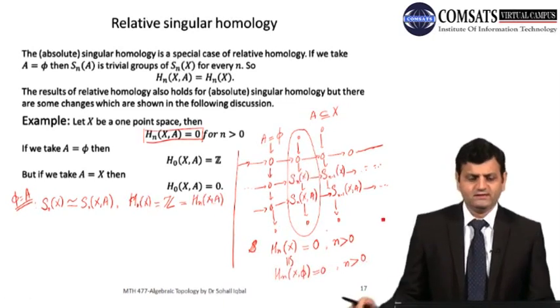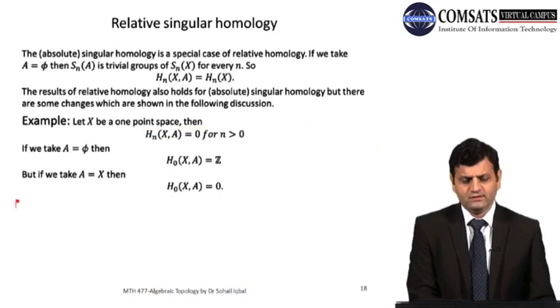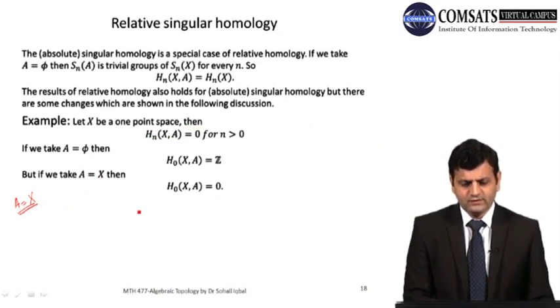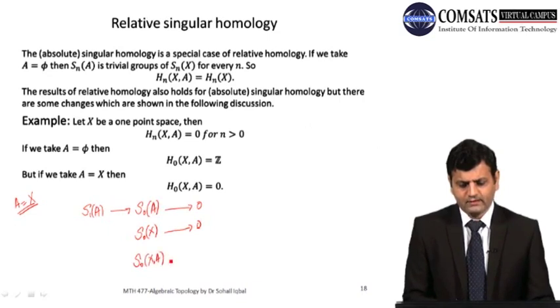when A is equal to phi. Now let's consider the case when A is equal to 1 point and equal to X, since X is a 1 point space, so A is equal to X. So in this case, now let's see what will happen. S naught of A goes to 0, S naught of X goes to 0, S naught of XA goes to 0.